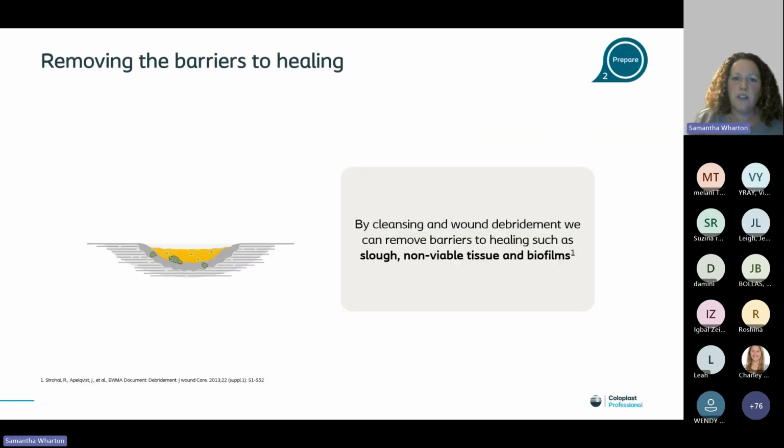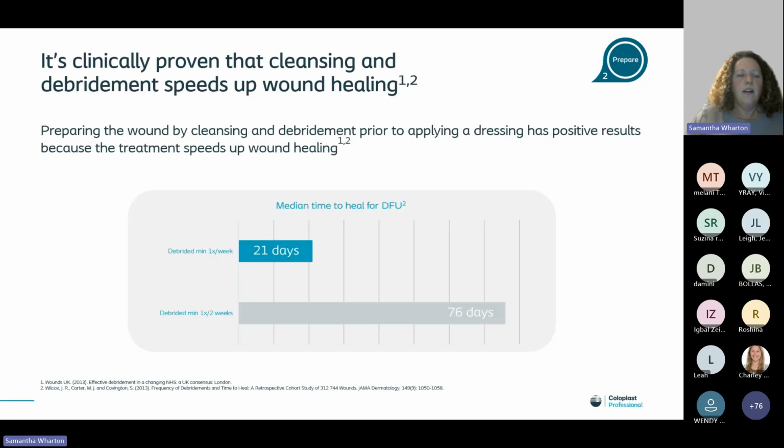So we need to remove those barriers to healing. By cleansing and wound debridement, we can remove barriers to healing, such as slough and non-viable tissue. So you can see in that image where you've got that non-viable tissue and biofilms, and then by removing it, we make sure that we progress those wounds to healing.